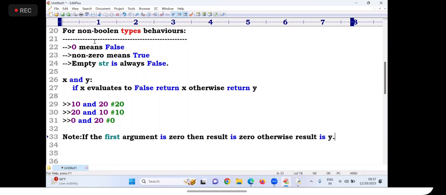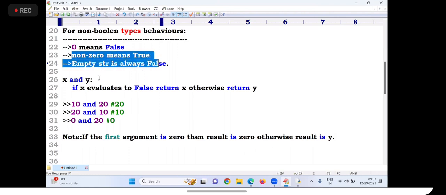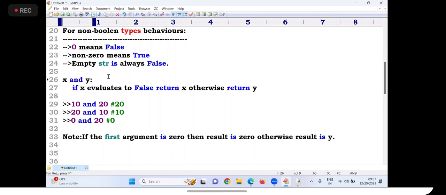How do non-Boolean behaviors work? First, you check that 0 means false, non-zero means true, empty string is false. X and Y, how it is working: I'm taking two values. X may be anything, a string or an integer, any value. First of all, you check whether the first value is false or not. If it is false, the first value is your output. If the first value is not false, the second value. Like that it is working, sir.